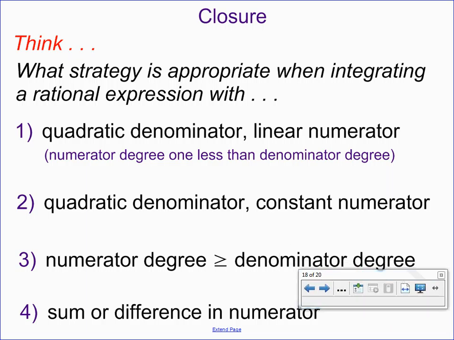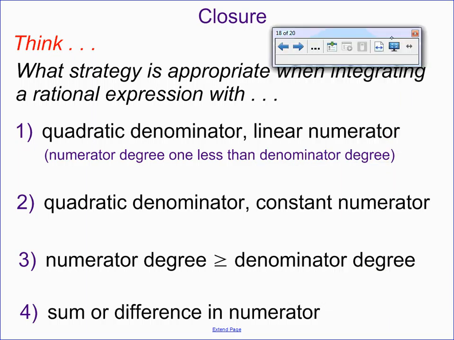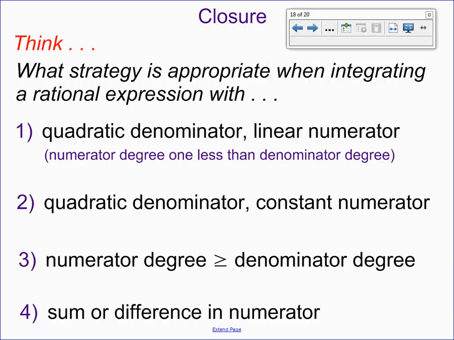What if our rational expression includes a quadratic denominator but a constant numerator? What rule do we have to work towards? What should we employ when the numerator degree is greater than or equal to the denominator degree? And lastly, what can we try when there's a sum or difference in the numerator?